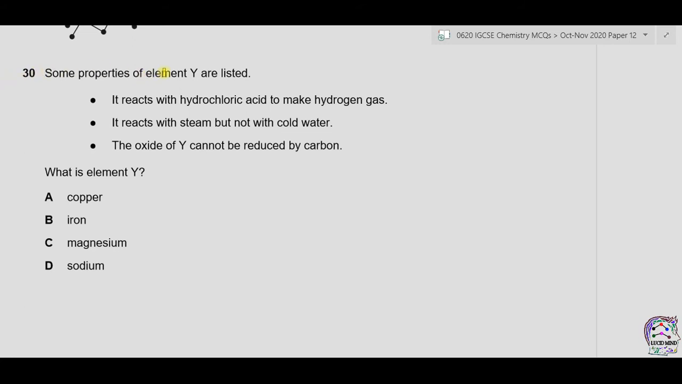Question 30. Some properties of element Y are listed. Number 1. It reacts with hydrochloric acid to make hydrogen gas. Number 2. It reacts with steam but not with cold water. Number 3. The oxide of Y cannot be reduced by carbon. What is element Y? With the first statement we can say that acids react with metals to form salt and give hydrogen gas. So Y is a metal.